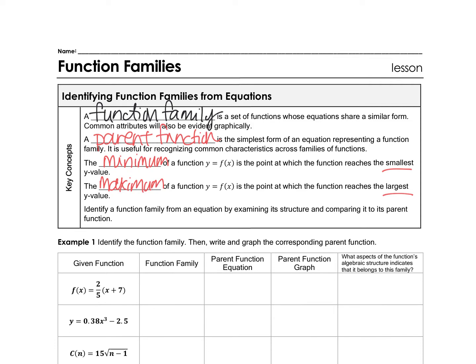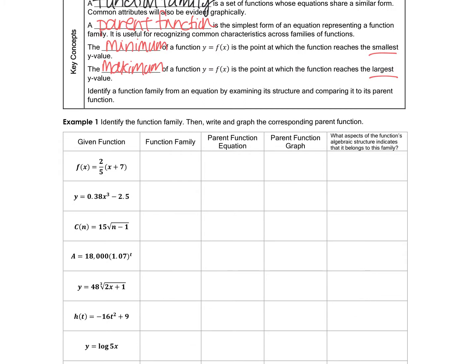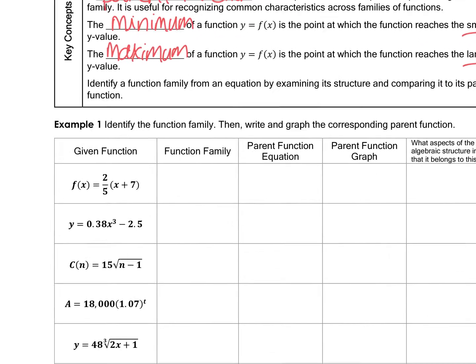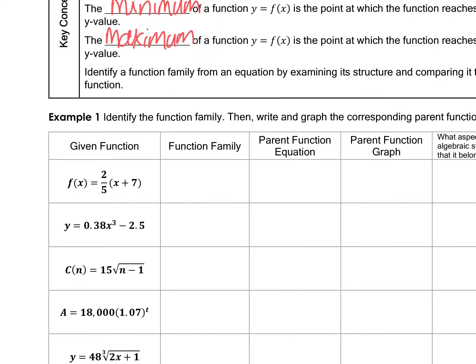Identifying a function family from an equation by examining its structure and comparing it to its parent function. So we're going to be identifying different types of functions based on the equation. In example 1, for all of these we're going to identify the function family, and then write and graph the corresponding parent function. This first one is called linear. The parent function for linear is y equals x. And that parent function looks like this. We're just going to sketch it there.